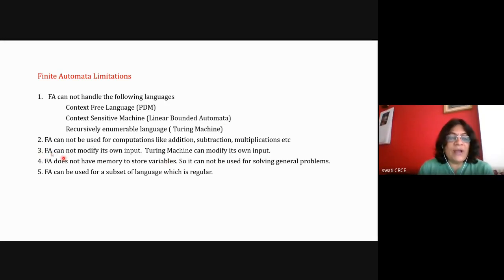What is the working of FA? After reading a symbol, it by default goes to the right symbol, so it cannot rewrite the input symbol. While a Turing machine, when it is reading a symbol, can rewrite the symbol.